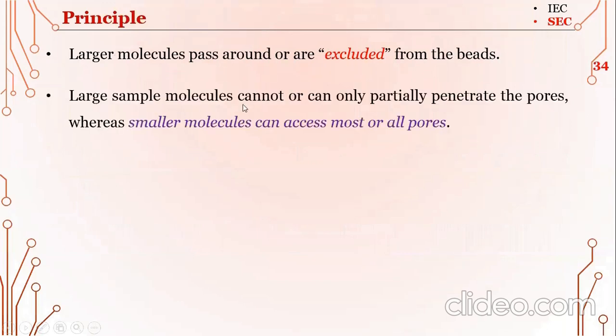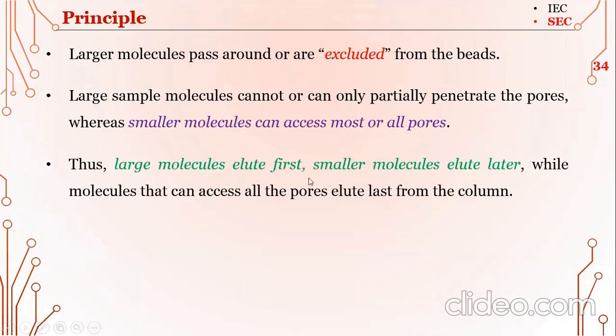Large sample molecules cannot, or can only partially, penetrate the pores, whereas smaller molecules can access most or all pores. So the large molecules elute first. This is actually the basics: the first to elute will be the large molecules, and the later ones will be the smaller molecules. If we have a mixture of samples, the larger molecules will elute out first, followed by the smaller molecules.